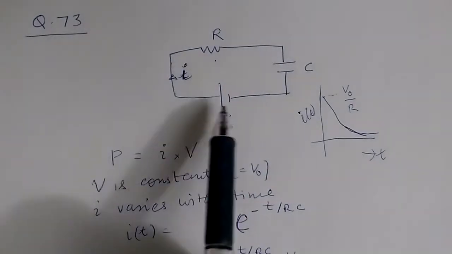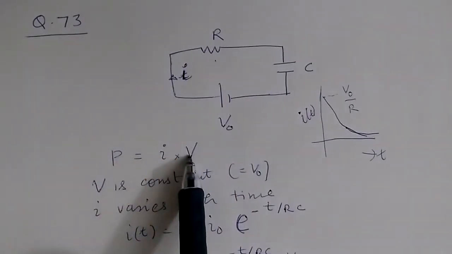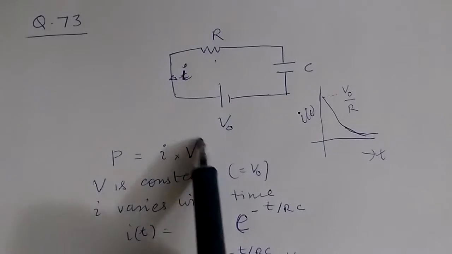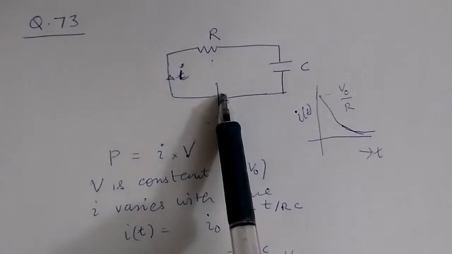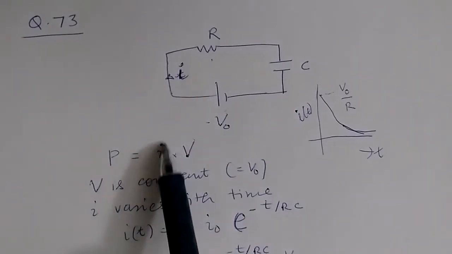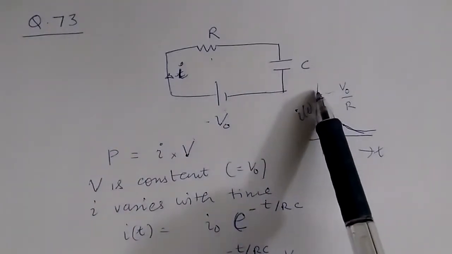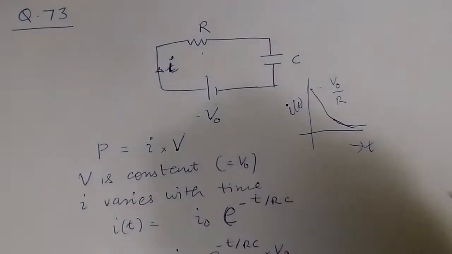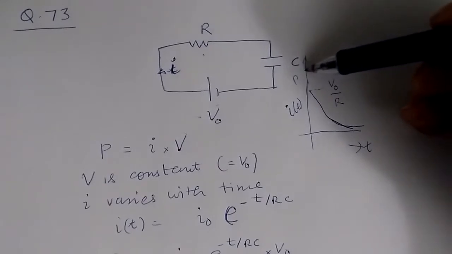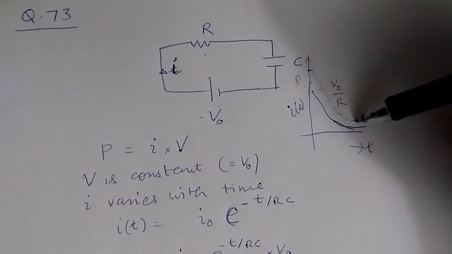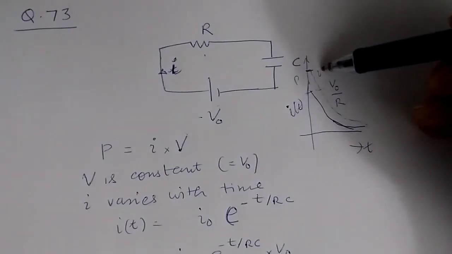Now the power delivered by this battery to this whole circuit is given by I into V. V is the battery voltage, which is constant. It does not vary with time. What varies is this I, and as I varies, P varies. We know that I is decreasing continuously. So if you look at the power graph, it will start from here and go like this, where this value P is the value of I multiplied by V0.